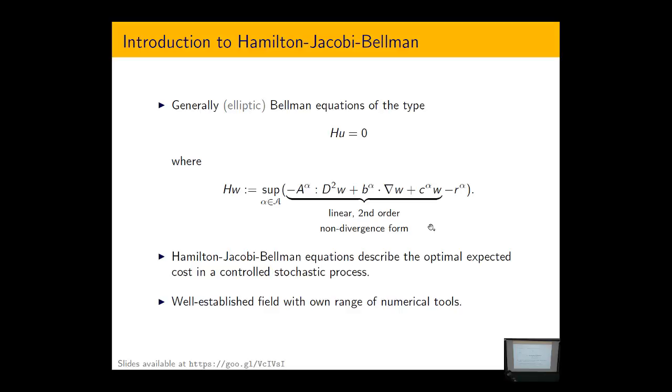And we want to somehow draw upon that knowledge. So how do these equations look? Just from the formal structure, we now have a Hamiltonian H, and we just solve H of U equal to 0. And H here looks as follows.